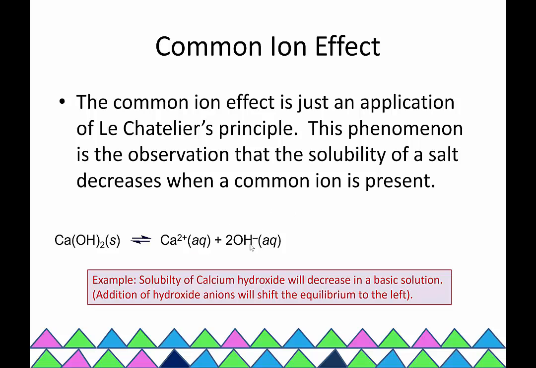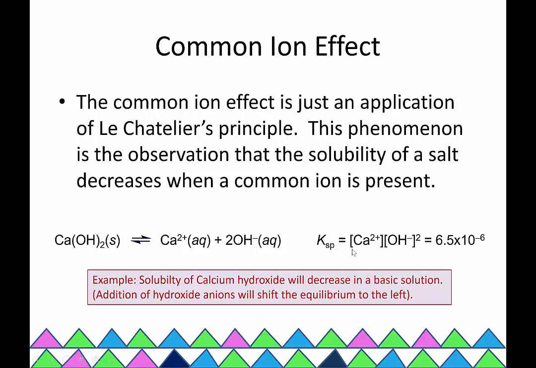If we increase the concentration of hydroxide, then this will shift the equilibrium to the left. Or another way of saying this is that the solubility of calcium hydroxide will decrease if we're in a solution that has hydroxide already present, or a basic solution. So addition of hydroxide anions will shift the equilibrium to the left.